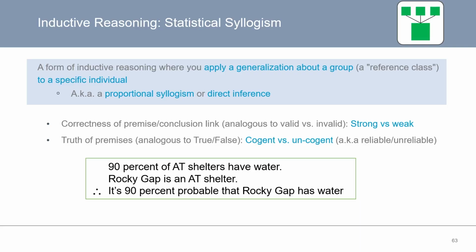Here's an example of a statistical syllogism. 90% of Appalachian Trail shelters have water. The Rocky Gap is an Appalachian Trail shelter. Therefore, it's 90% probable that Rocky Gap has water.